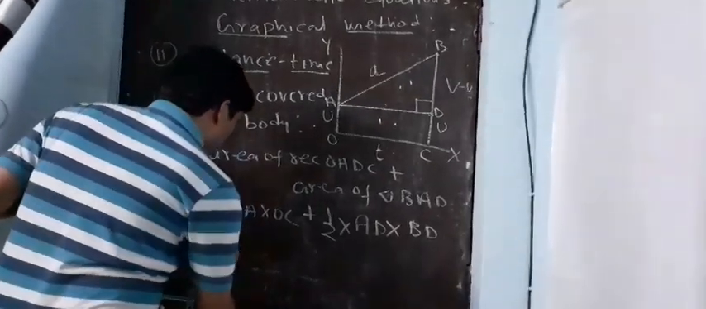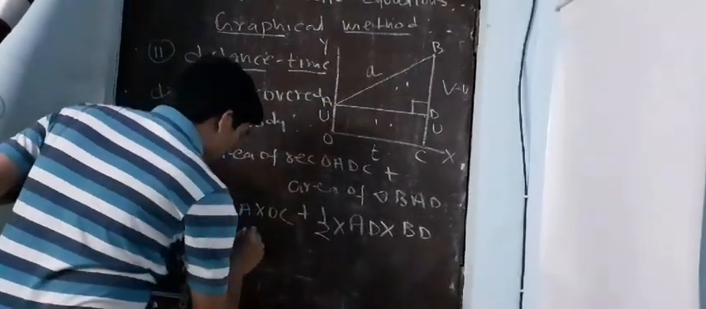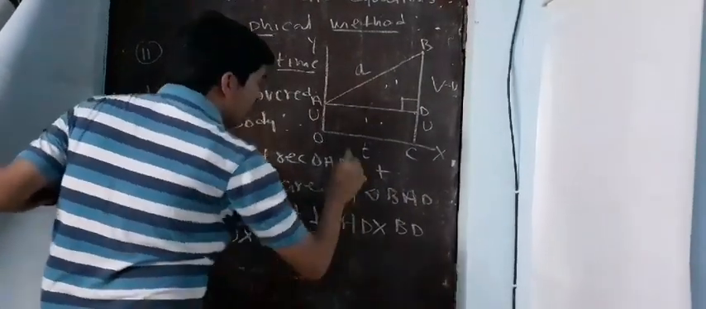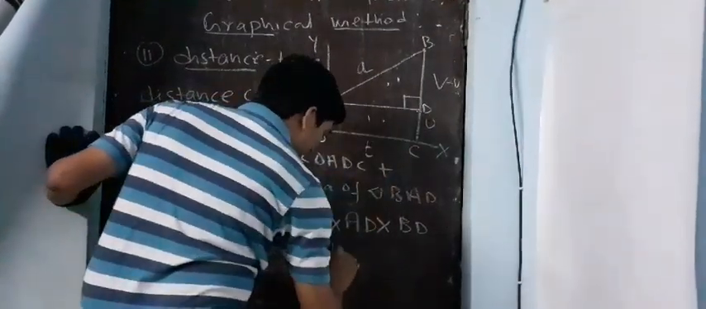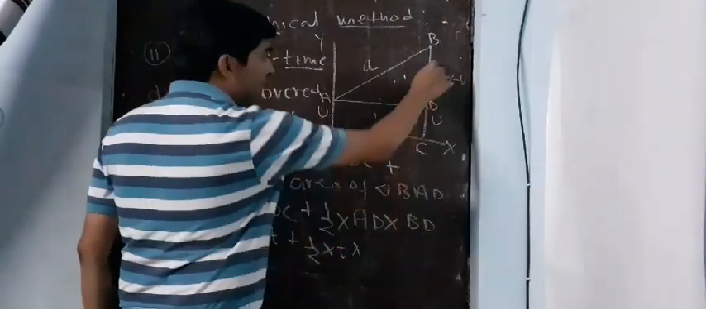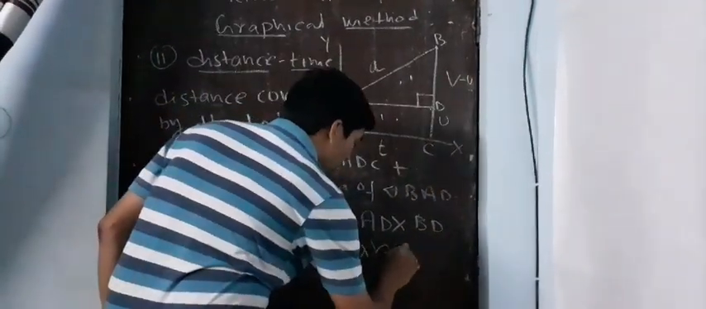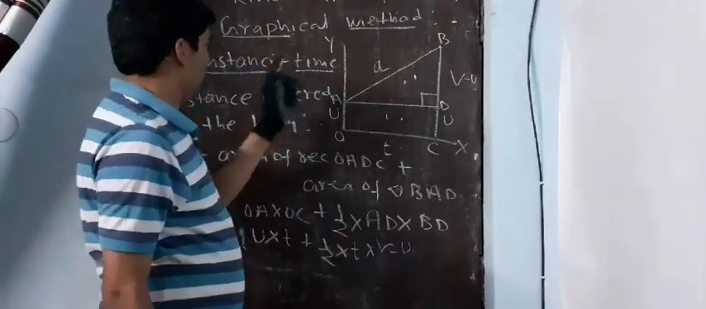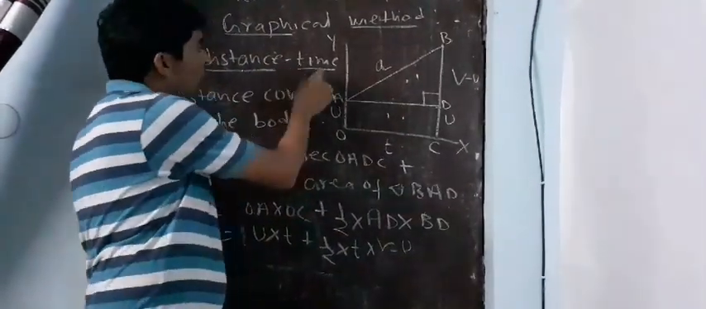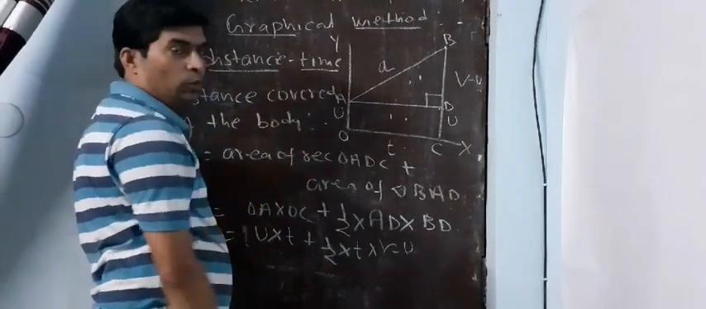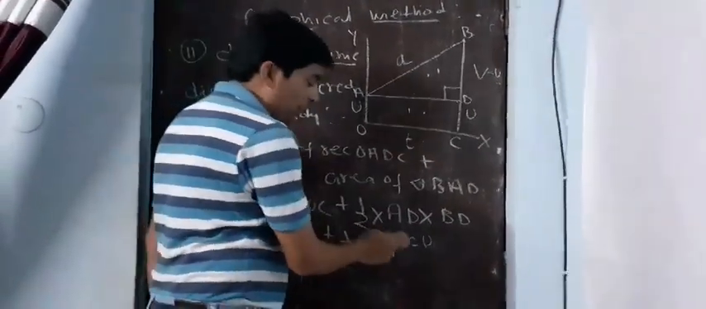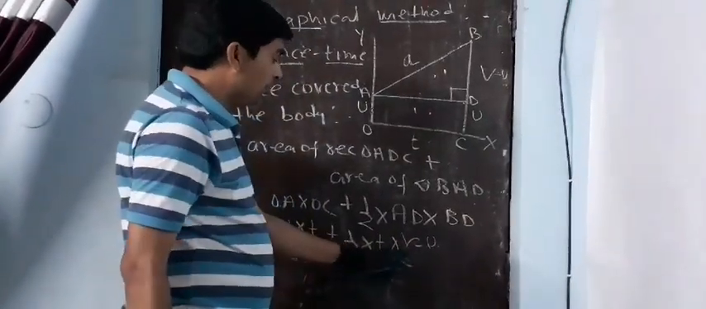Now OA is U and OC is T. Half AD is again this one, T, and what will replace BD? V minus U. Now one thing we have to keep in mind, that an equation is related with two quantities. So here distance and time are the two quantities. Velocity is not a quantity here. So we have to remove this velocity. How can we remove the velocity?